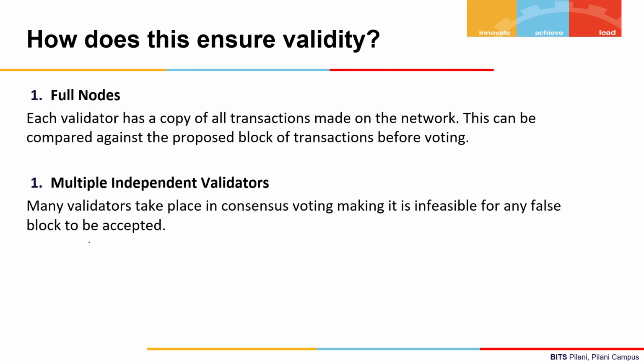Now, how does this ensure validity? So there are exactly 2 ideas. The first is the idea of full nodes. So every validator has a copy of all the transactions. So whenever a new block is proposed, they can validate all the transactions on this new block. And the second is the idea of many independent validators. So since we have different independent sets of validators taking place in the voting and not a group of validators, it is less likely for a false block to actually be accepted.